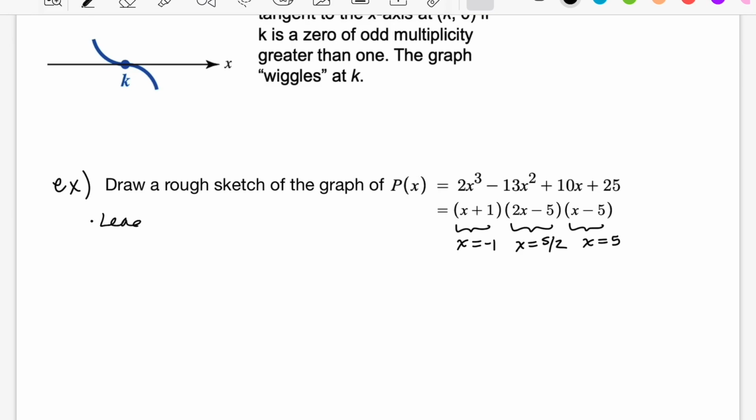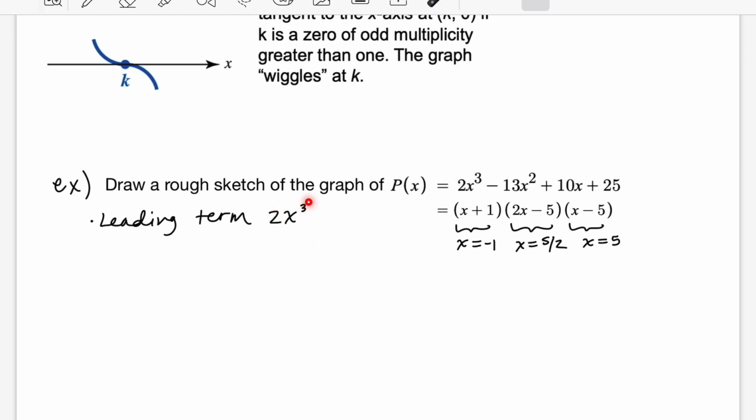Let's look at the leading term, because remember that's going to tell us the end behavior of our polynomial, and our leading term is 2x cubed. So remember, when we have a polynomial and its leading term is of odd degree here, and its leading coefficient is greater than 0, what happens is that as x goes to infinity, so does our function, so do our output values. And as x goes to minus infinity, our output values go to minus infinity.